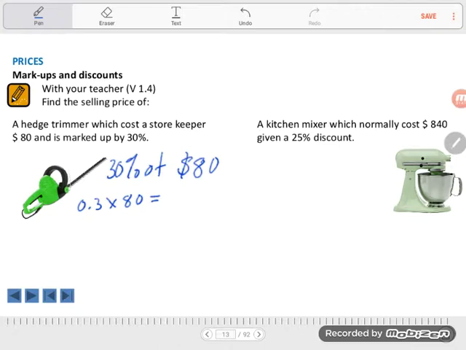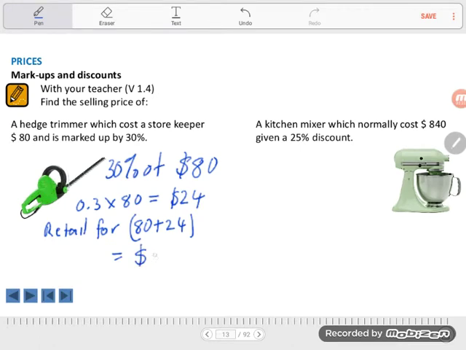Of course, with some experience, you can use a little trick that 10% of 80, you might know off the top of your head, 10% of 80 is, of course, 8, and 30% is 3 times that. So 3 times 8 is 24. So the markup will be $24. So the retail price, it will retail for 80 and 24 added, which gives $104.